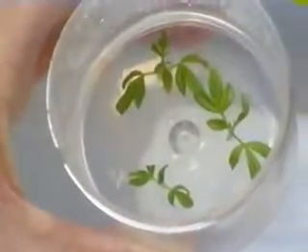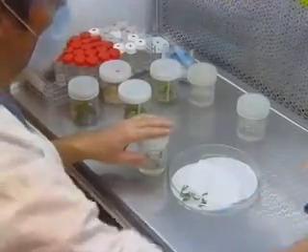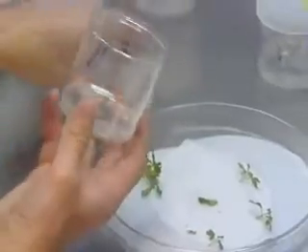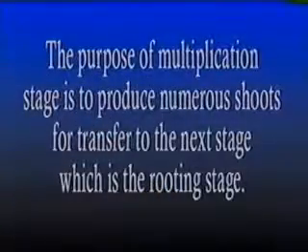Multiplication stages may be repeated several times to build up the supply of material to a predetermined level for subsequent rooting and acclimatization stages. During these multiplication stages, off-type propagules, like these ones here, sometimes appear, depending on the kind of plant and method of regeneration. Transferring cultures onto a hormone-free medium sometimes overcomes this problem. So, to summarize to here, the purpose of the multiplication stage is to produce numerous shoots for transfer to the next stage, which is the rooting stage.